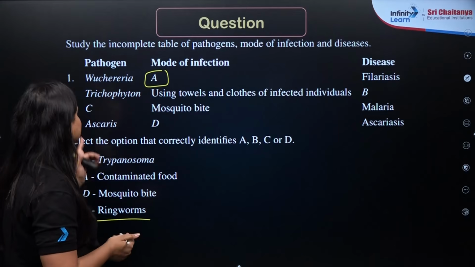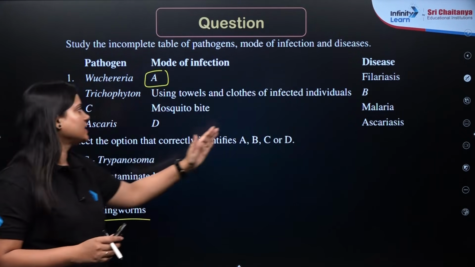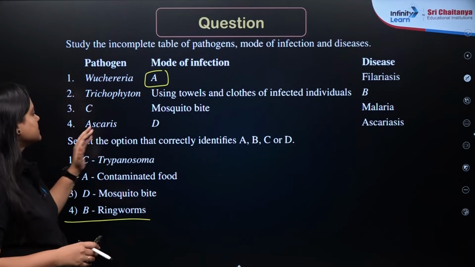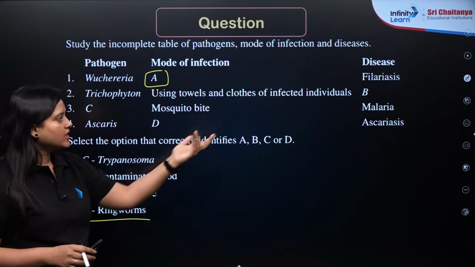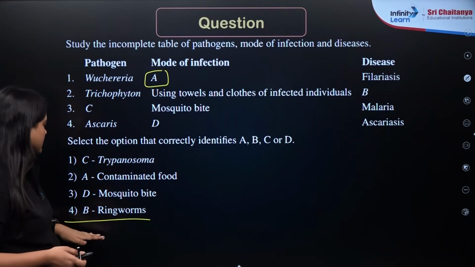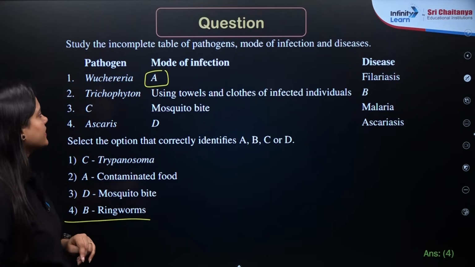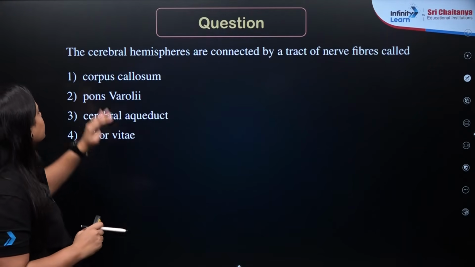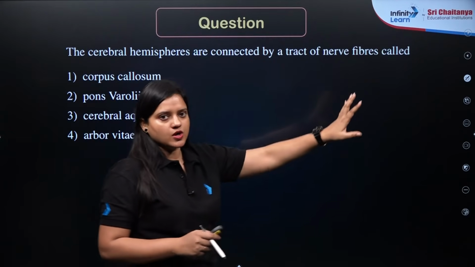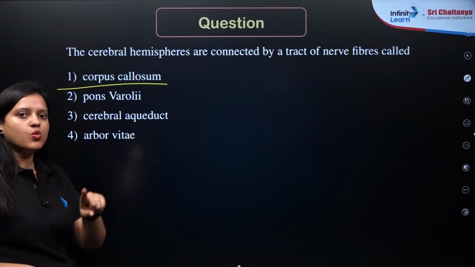Now, let's come to C, mosquito bite and malaria. So, malaria is caused by Plasmodium. So, is Plasmodium given for C anywhere? No. Ascaris by contaminated food causes ascariasis, is it given for D anywhere? No. So, the correct answer we got is 4, right? Next question. The cerebral hemispheres are connected by a tract of nerve fibers called. So, the tract of nerve fibers is termed the corpus callosum, that is 1.